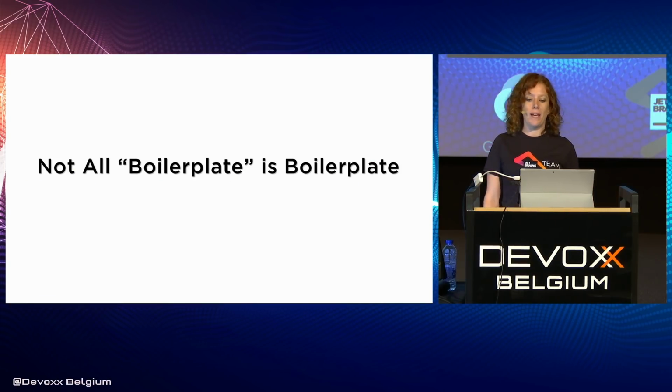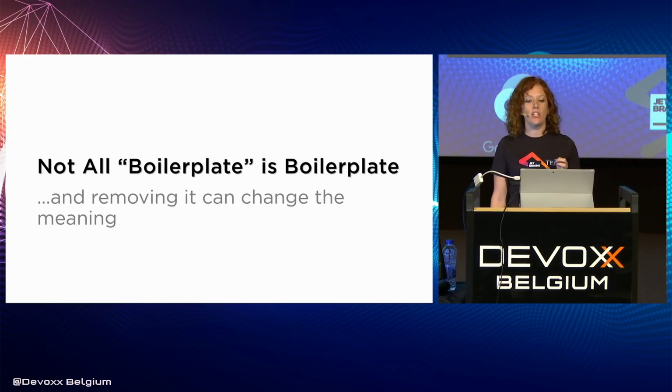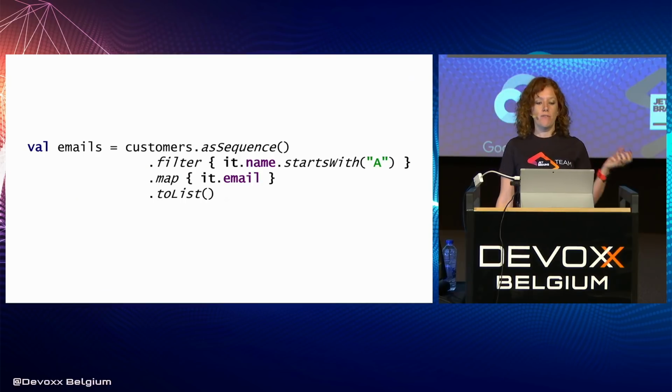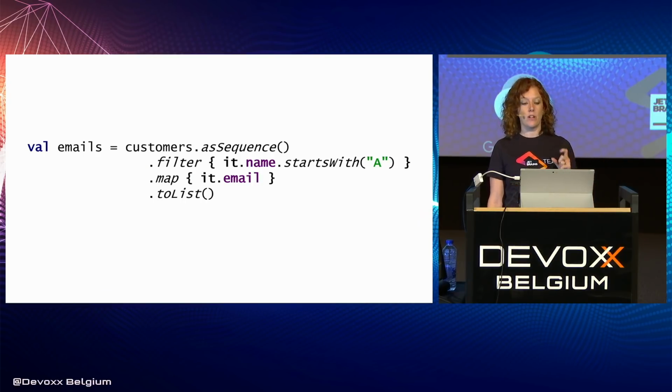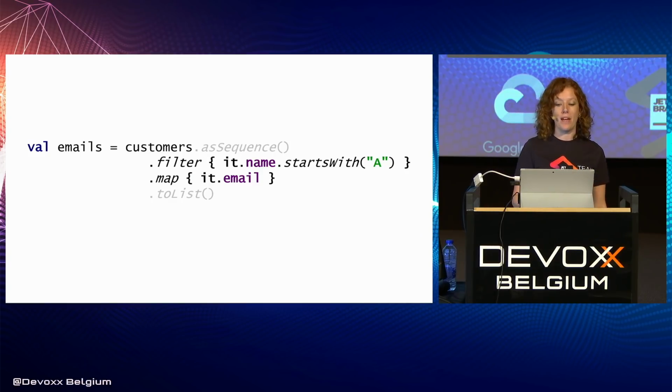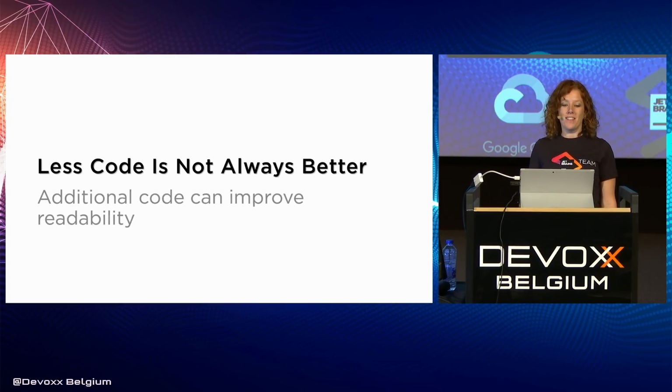Not all so-called boilerplate is actually boilerplate, and sometimes if you remove something, you actually change the behavior or change the meaning. For example, the lazy evaluation of the Kotlin filter and map. That's not boilerplate, that actually changes the behavior. Less code is not always better.